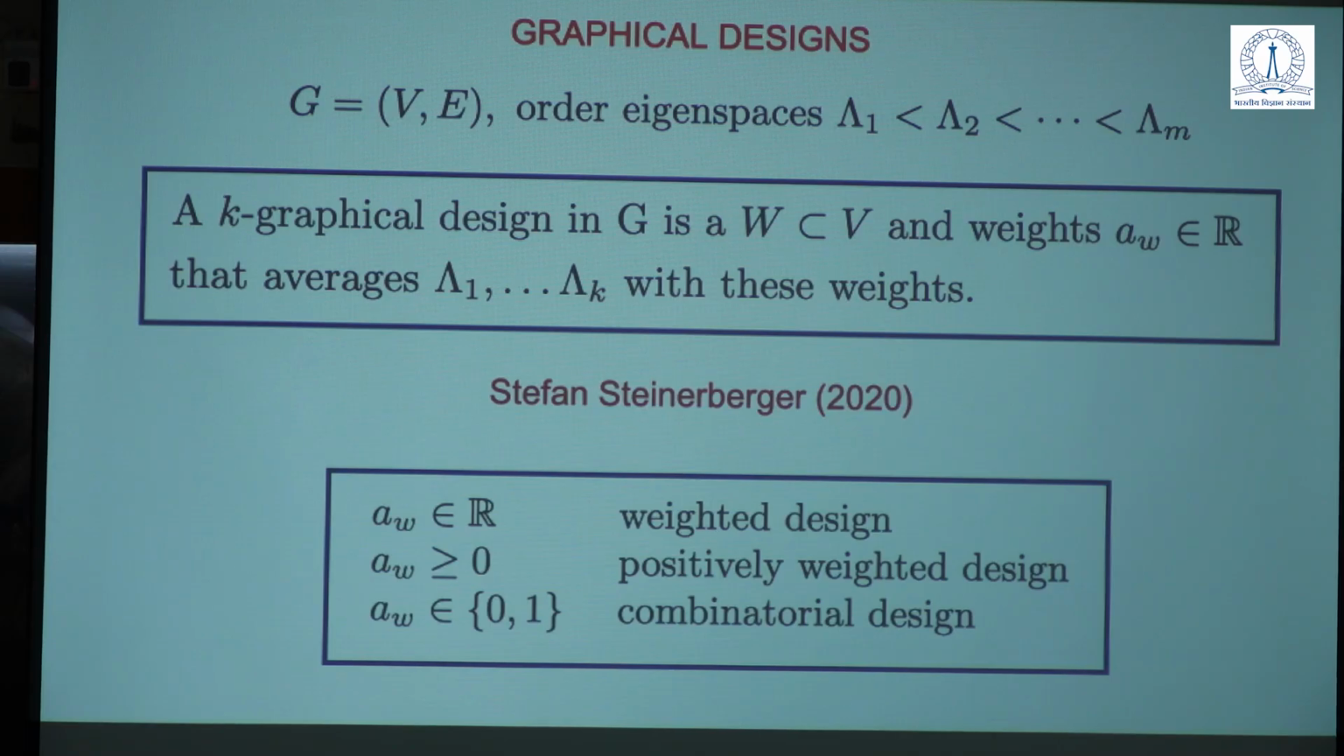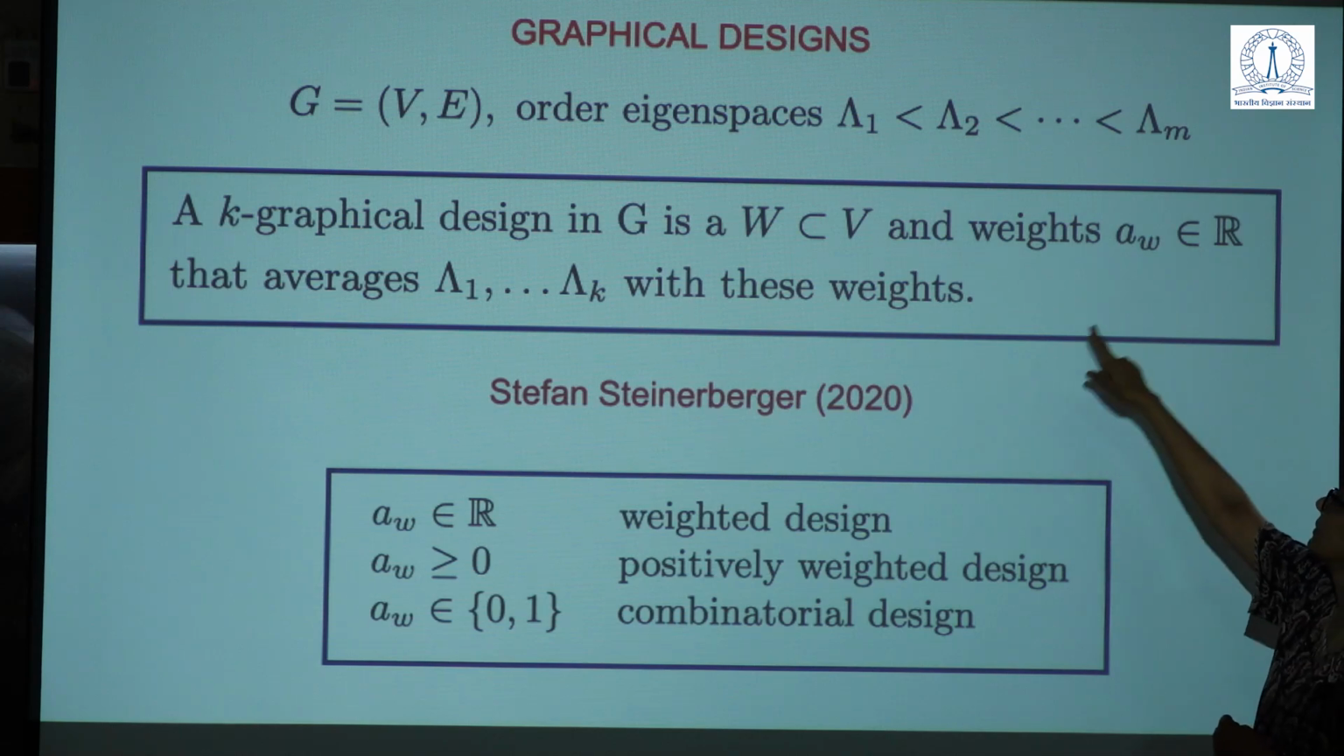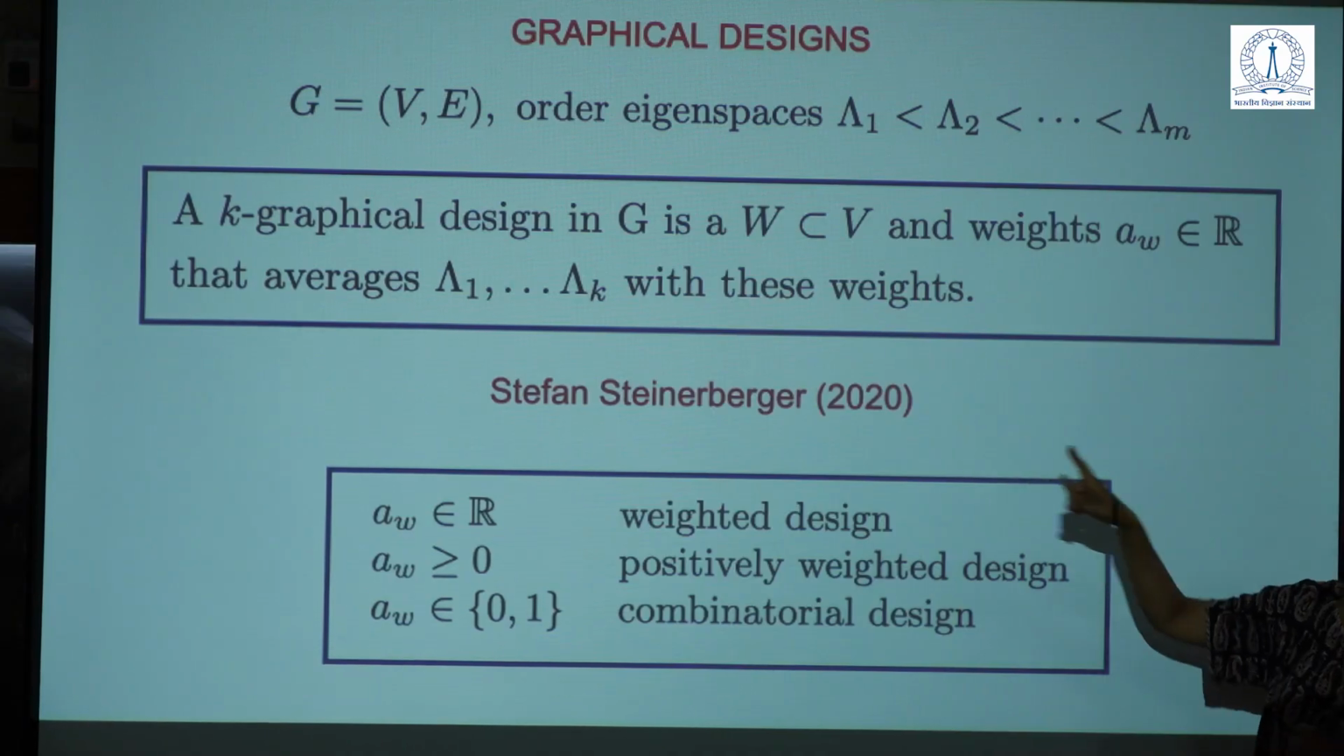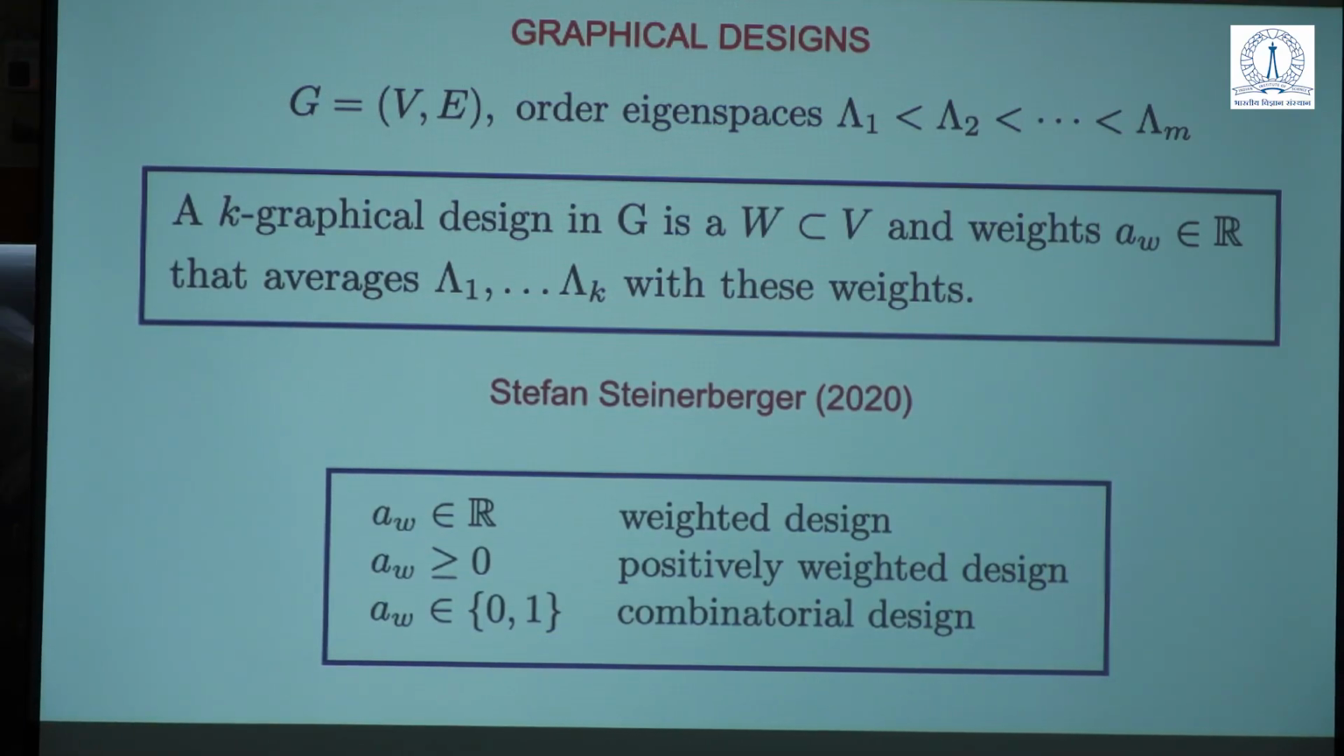Okay, so a K graphical design is a subset of vertices W with real weights that averages the first K eigenspaces, not eigenvectors, eigenspaces. That means I want to average every single eigenvector, a basis of eigenvectors from those eigenspaces. You can average eigenvectors if you want, but I'm just going to average entire eigenspaces in one shot. There are some complications if you start cutting eigenspaces in the middle. That's why the definition is like that.